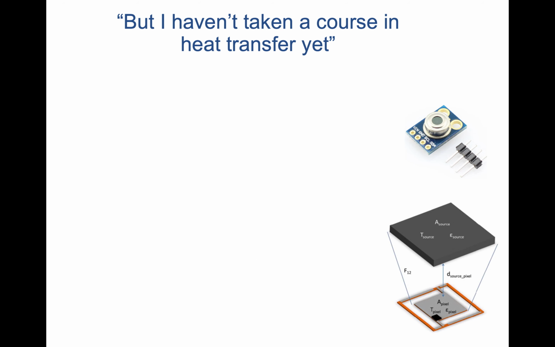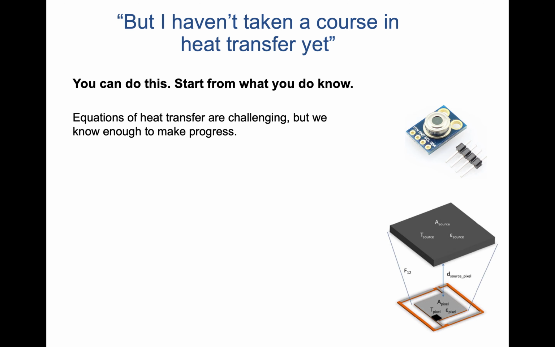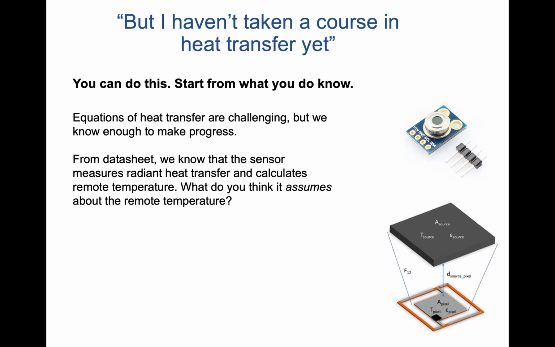And now you say, well, I haven't taken a course in heat transfer yet, so you're going to give me some big equation in heat transfer. It's not what we're going to do. What we're going to do is start from what you do know. You know that the equations of heat transfer are challenging, but we can still make progress. From the datasheet, we know that the sensor somehow measures radiant heat transfer and calculates remote temperature from that measurement of radiant heat transfer. More radiant heat transfer means a higher temperature. What do you think the sensor module assumes about the remote temperature that it's measuring?